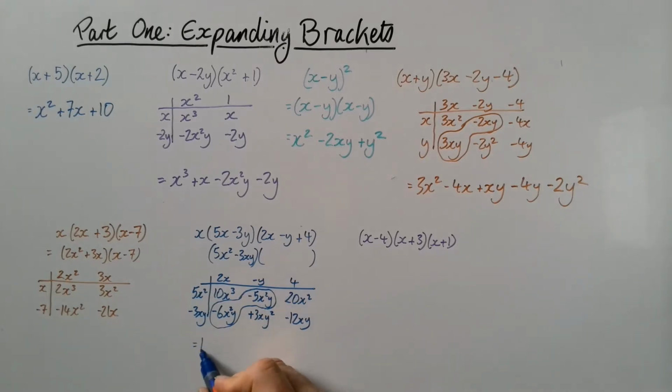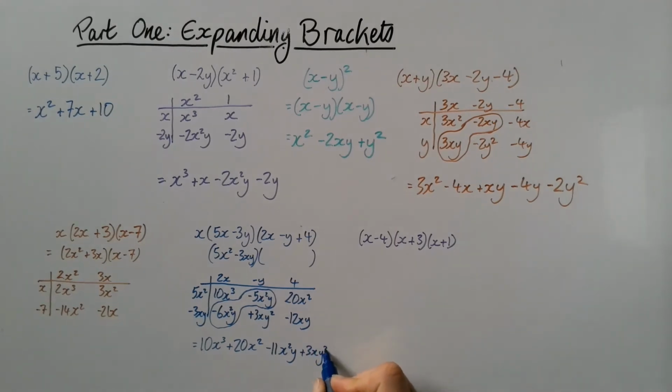So then we can simplify, and so we've got 10x cubed. Deal with the pure x's first. Then negative 6 plus negative 5 is negative 11x squared y. So what have we not done? We haven't done plus 3xy squared, and take 12xy. And that means we've just got one to go.